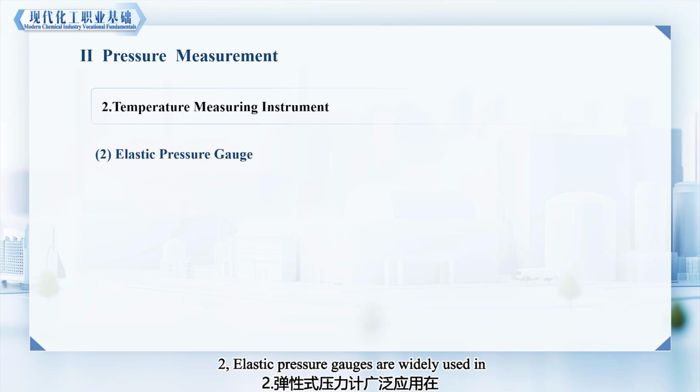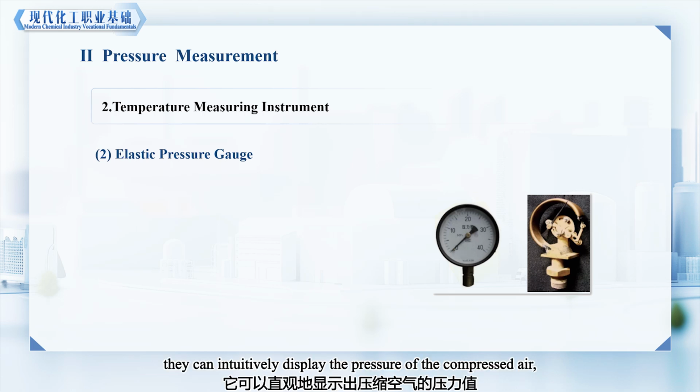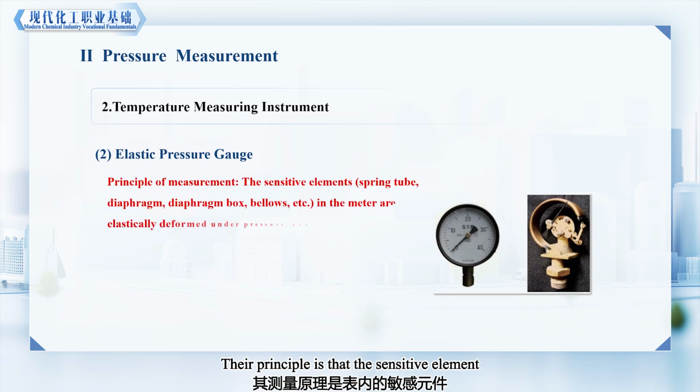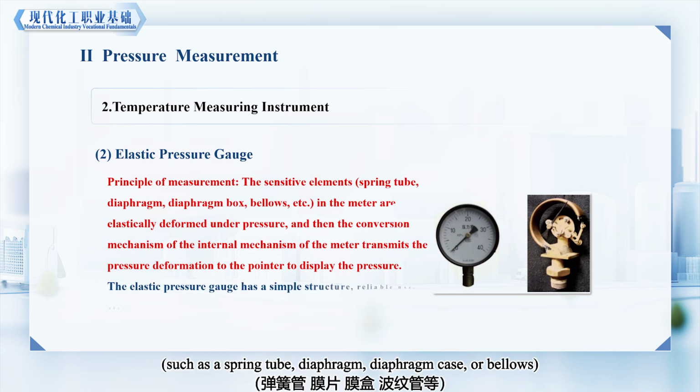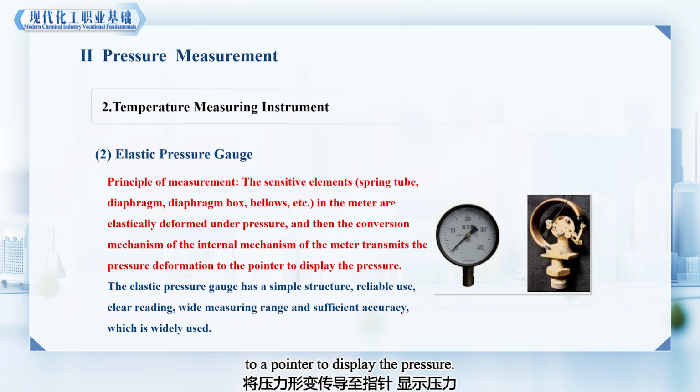2. Elastic pressure gauges are widely used in factory compressed air systems. They can intuitively display the pressure of the compressed air, facilitating operators in monitoring equipment status. Their principle is that the sensitive element, such as a spring tube, diaphragm case, or bellows, inside the gauge deforms elastically under pressure, and then a conversion mechanism transmits this deformation to a pointer to display the pressure.